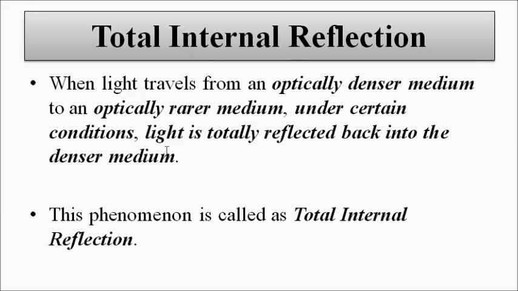In normal circumstances, refraction happens. You know, when light travels from denser to rarer medium, the light ray bends away from the normal, that is refraction. But here, under certain conditions, which is very special, light is reflected back into the denser medium. Refraction does not occur, internal reflection happens. So this phenomenon is called total internal reflection. So let us understand what that is. So these certain conditions are what we will discuss.